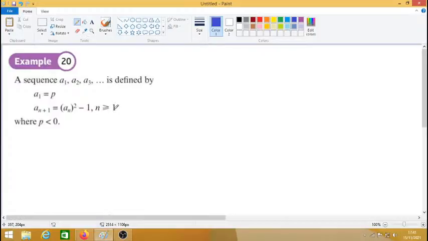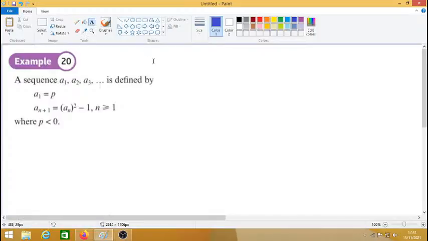Not too important. Here, this bit is important. It's saying where p is less than 0. So that means that when we try and find out p a bit later on, if we're given a couple of possibilities, we've got to choose the one that means P is less than 0. That fits with that. Okay, so let's try and build up this sequence.